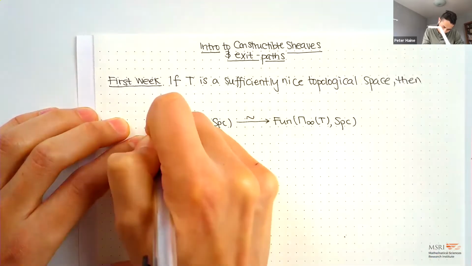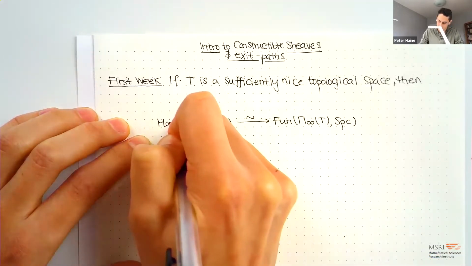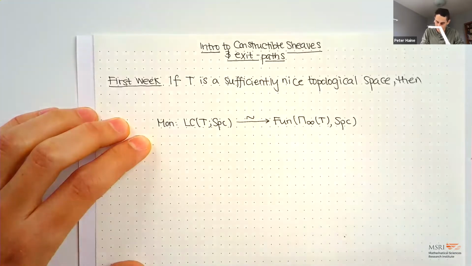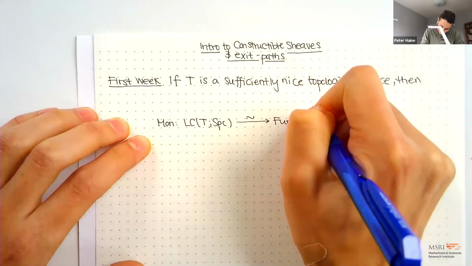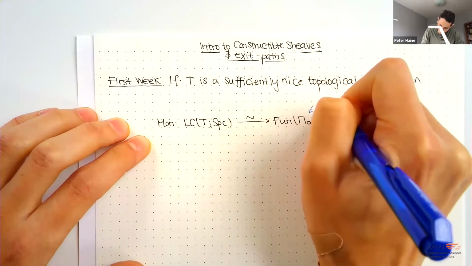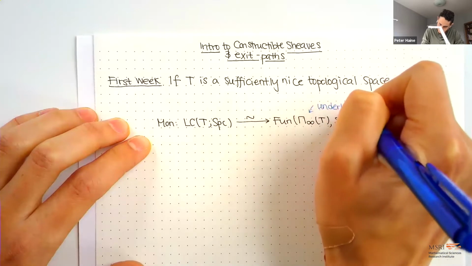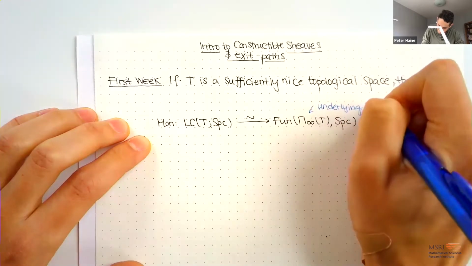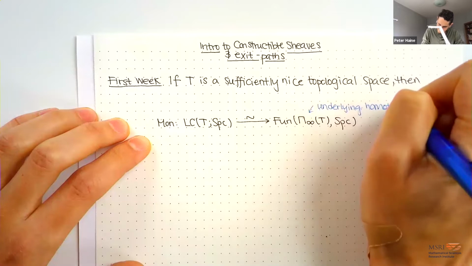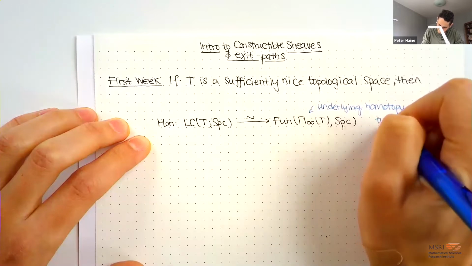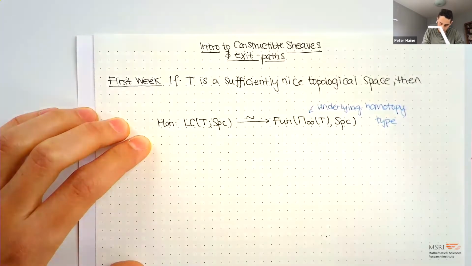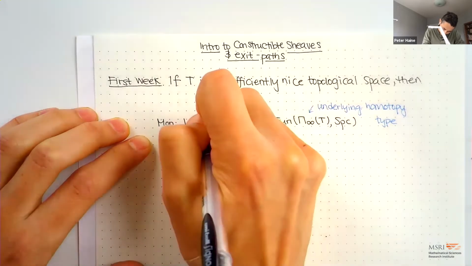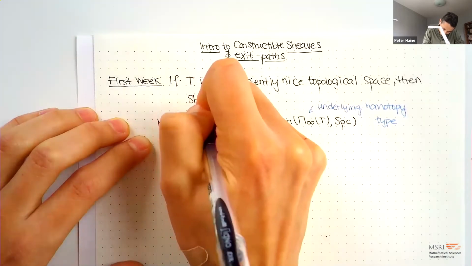So maybe let me write this as Mon. This is the nonabelian Fermi equivalence, and this is the underlying homotopy type. And so this is locally constant sheaves. This is just a full subcategory of sheaves on T.